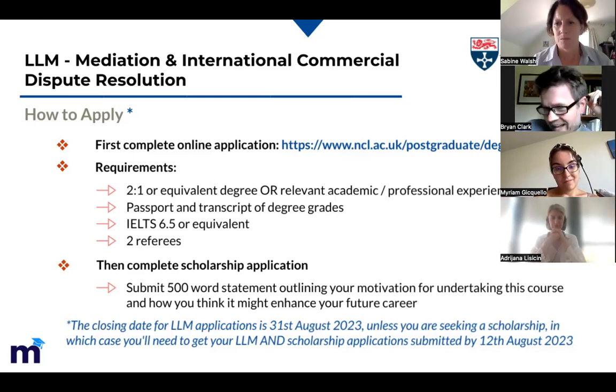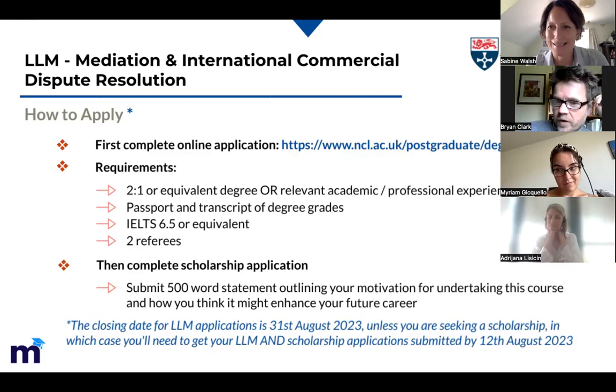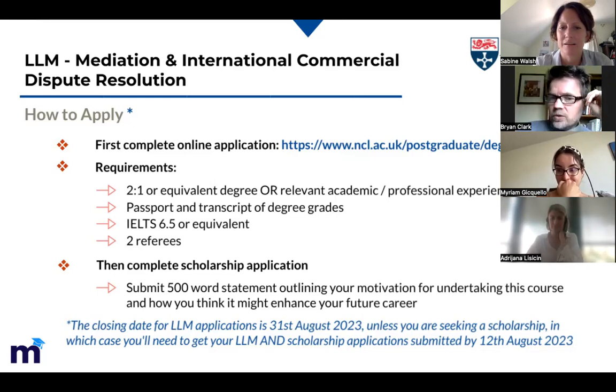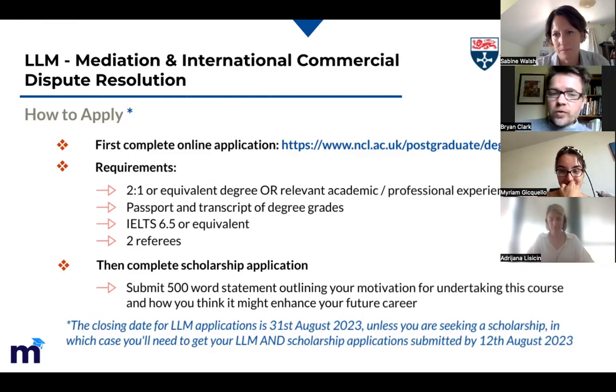Now, in terms of the scholarships, that date should actually say the 14th of August and not the 12th. Apologies. I realize that's very short order from where we are now. But for the scholarship application, you simply send in an email, and we'll send you the email address for that, putting in a 500-word statement outlining your motivation for undertaking the course and how it might enhance your career. Then the panel will sit and determine how to award scholarships by looking at that and also reviewing your application. So you need to also apply formally for the program so we can review the application along with your scholarship statement.